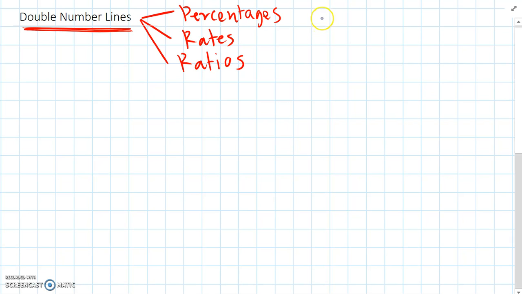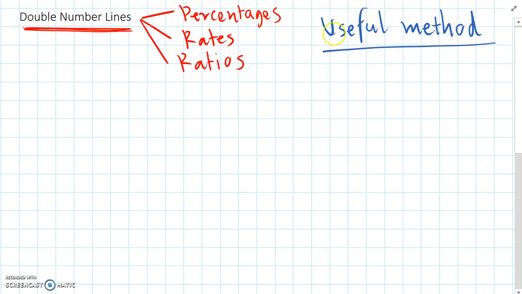But this is a really useful method because it can work out lots of different types of questions. So once you learn how to do double number lines, a lot of the skills from earlier in this chapter you can solve just using double number lines. So let's work through an example to see how it works.